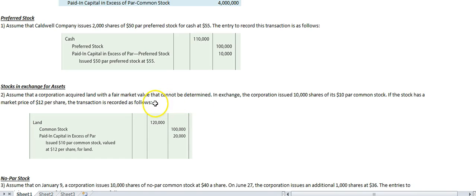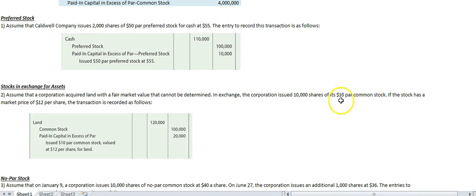So what are we going to do to value the land that we purchased? If we don't know how much it is valued, it's very easy, because you have your stock and you know that the market values it at $12 per share, and you gave 10,000 shares, so that land must have a value of $120,000. 10,000 shares times 12. So you're going to debit land, which is an asset, for $120,000, which is the total market value of the stock that you gave. You're going to do the same thing as far as par goes and as far as premium.